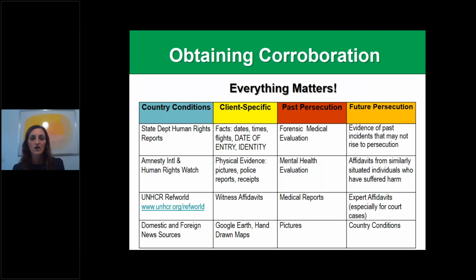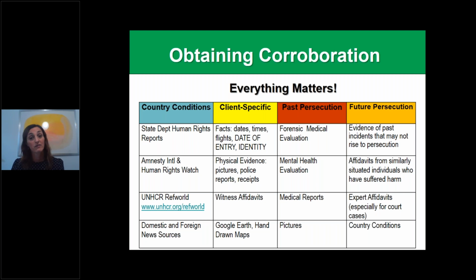Other times your clients aren't going to have any residual physical injuries that are showing, but they're going to have a lot of emotional trauma. A lot of our clients suffer from PTSD or depression or have other mental health issues related to the instances of persecution that they suffered in the past. So we try to hook them up with counseling services. We try to hook them up with mental health evaluations, and those things can be helpful.